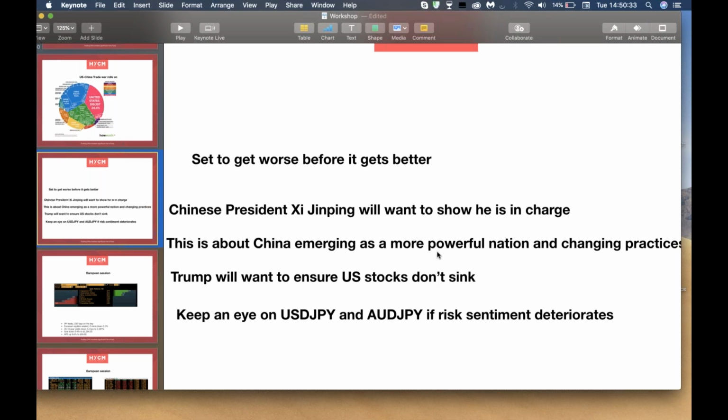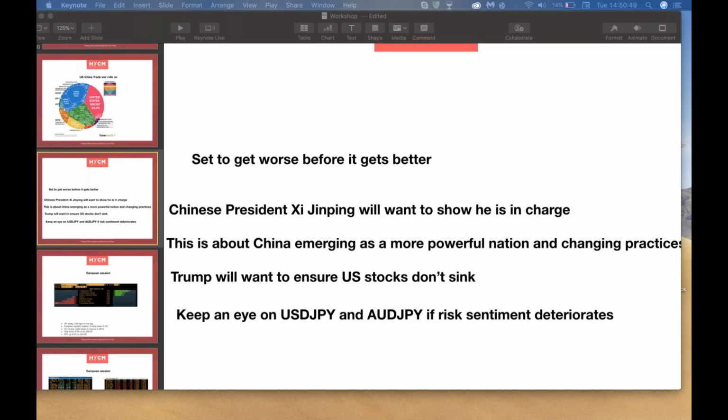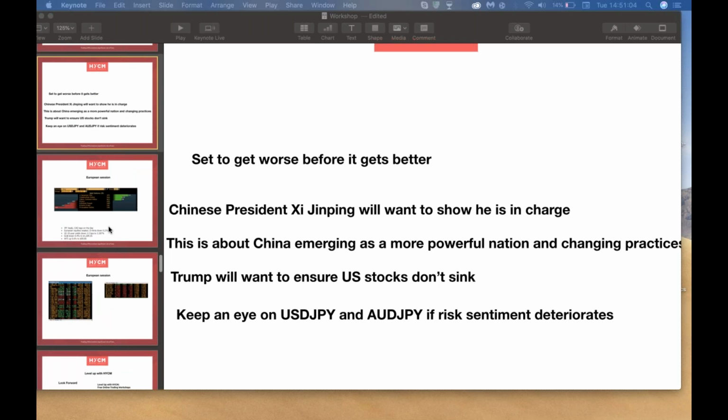He doesn't want to see a falling US stock market. So when risk does sour and gets worse, keep an eye on the US dollar, Japanese yen, and Australian dollar Japanese yen pairs. Keep a look on those key pivot points. They're going to be key places to sell the currency pairs from. Just be aware of them, particularly key option expiry levels. Anything like that can potentially provide good selling levels, and obviously the 100 and 200 exponential moving average.